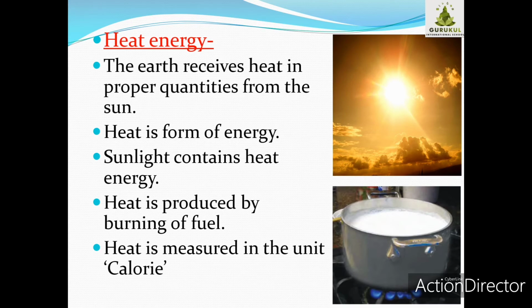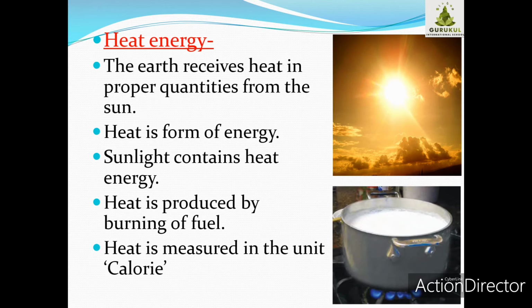Children, we have studied in geography that on various planets the atmosphere is not favorable for living beings, but it is favorable on the earth. Why? Because earth receives the heat in proper quantities, and hence it becomes favorable for the living world. Heat is a form of energy, and sunlight contains heat energy. Sunlight has a lot of heat energy in it, and because of that only, nowadays we use various equipments which work on solar energy, right?